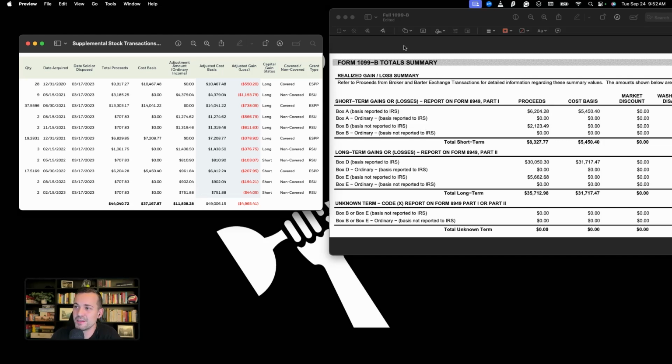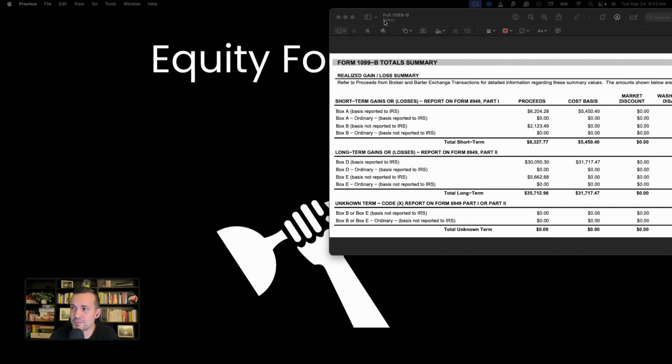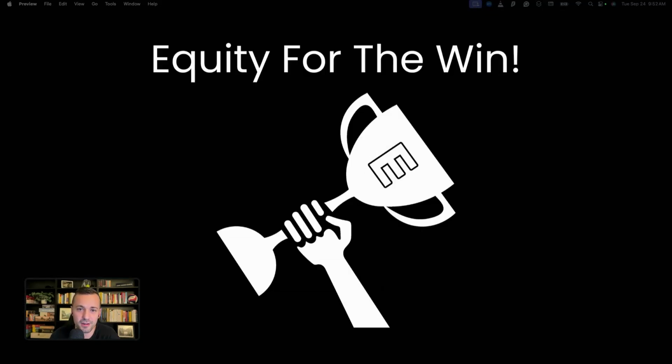So the lesson here is that if you have a 1099-B and your company also issues a stock plan or stock transaction supplement, you should be looking at the supplement to help guide what you are actually entering in your tax prep software. So let's actually look at what a common tax prep software looks like.